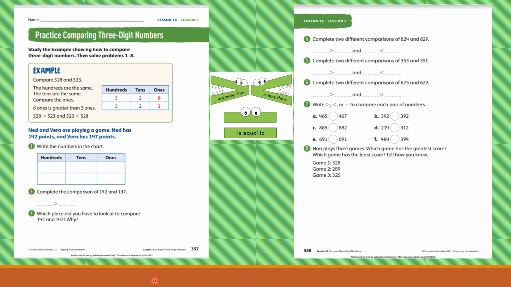Whew, let's keep going, boys and girls. You're doing a great job so far. It says, study the example, show how to compare 3-digit numbers, solve problems 1 through 8.